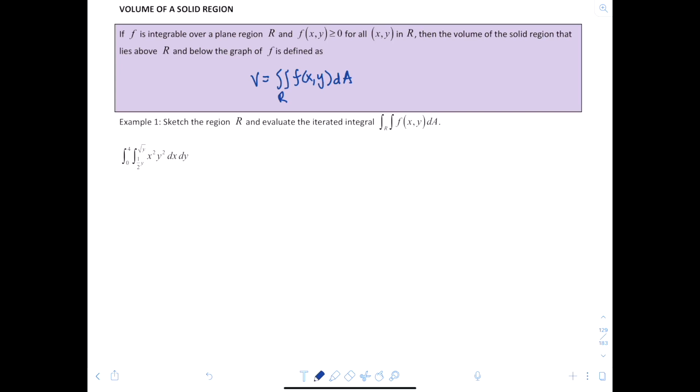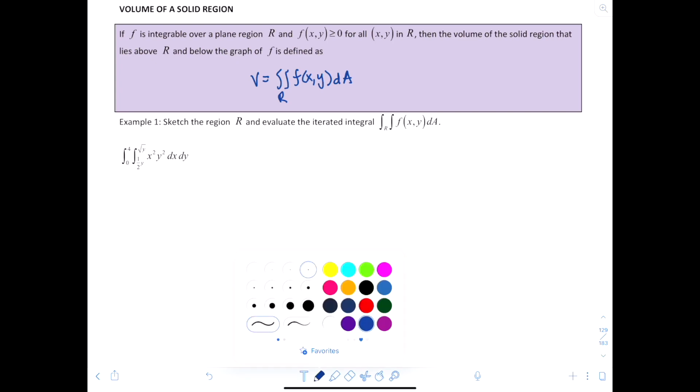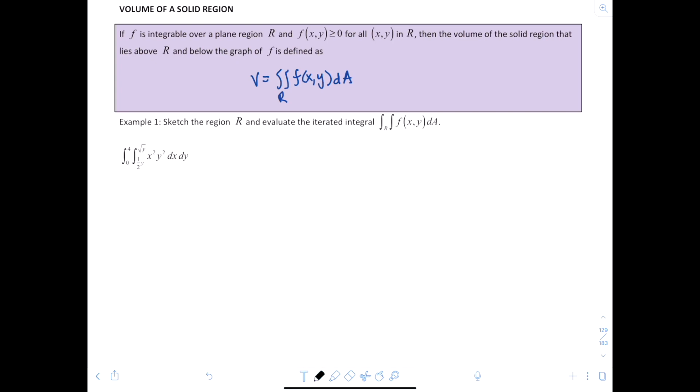All right, so now let's see what we've got going on. Let's sketch the region R and evaluate the iterated integral here. We've got the integral from 0 to 4 and then 1/2 y to root y of x squared y squared times y squared dx dy. So let's look at a picture of what's going on with our area region. Y is going from 0 to 4, and x is going from 1/2 y to root y.